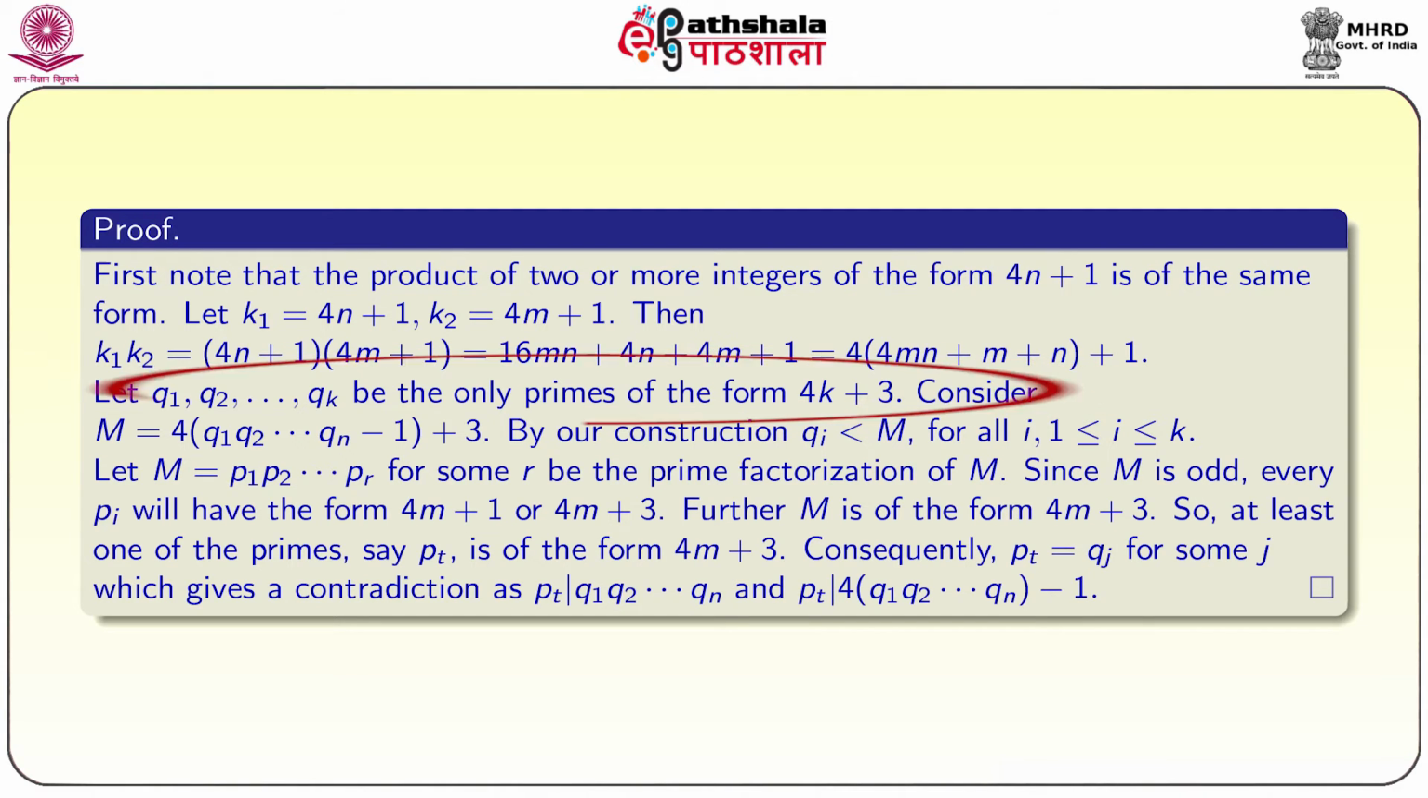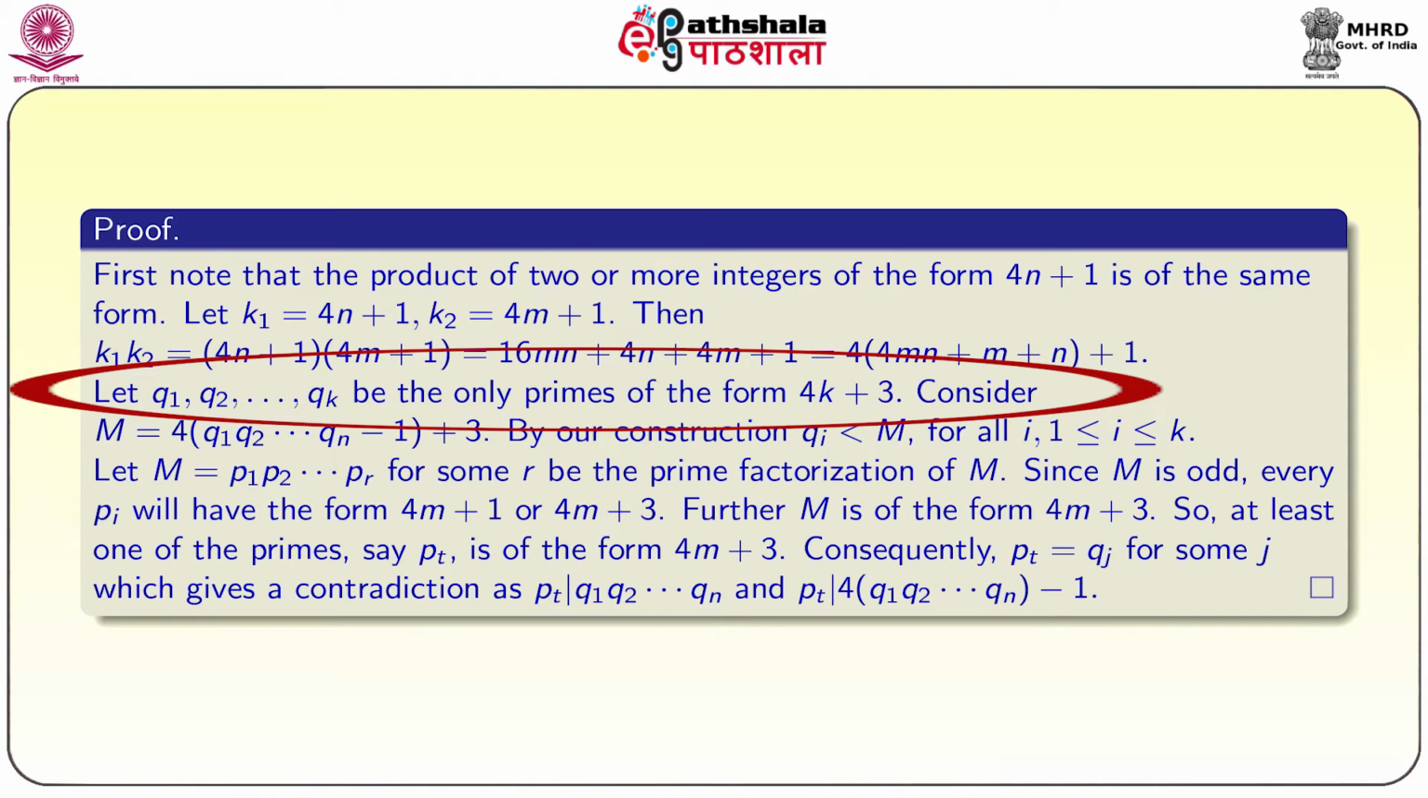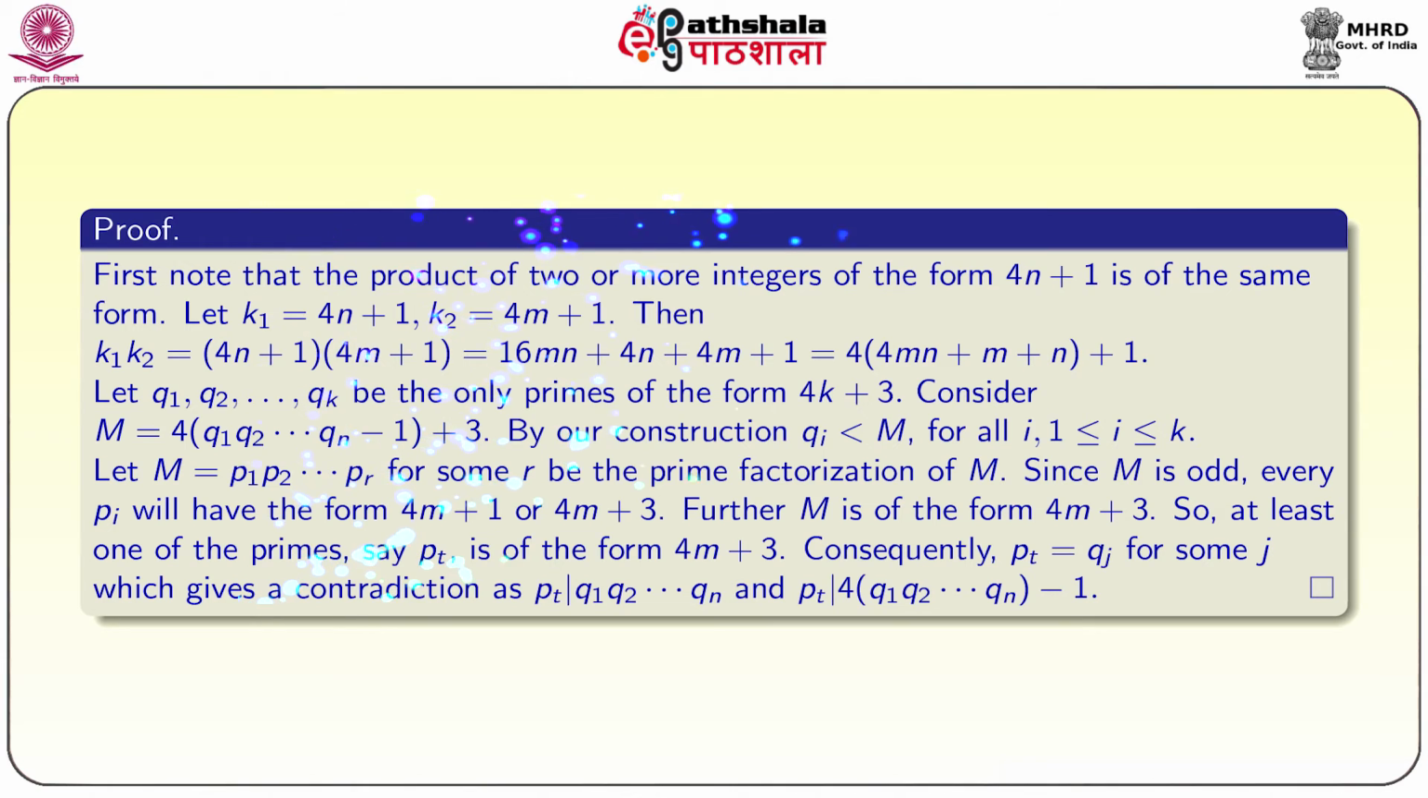Next, let us assume that q1, q2 and so on up to qk are the only primes of the form 4k plus 3. So, again here we are imitating Euclid's proof. It will work for this arithmetic progression; it is possible to extend Euclid's proof. Consider m equal to 4 times q1 times q2 and so on up to qk, minus 1, plus 3. Then by our construction qi is less than m for all i between 1 and k.